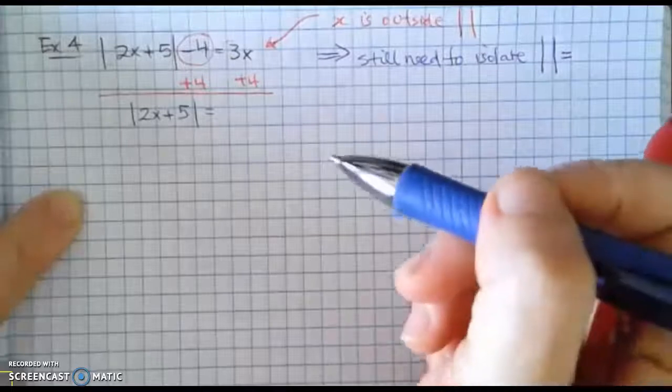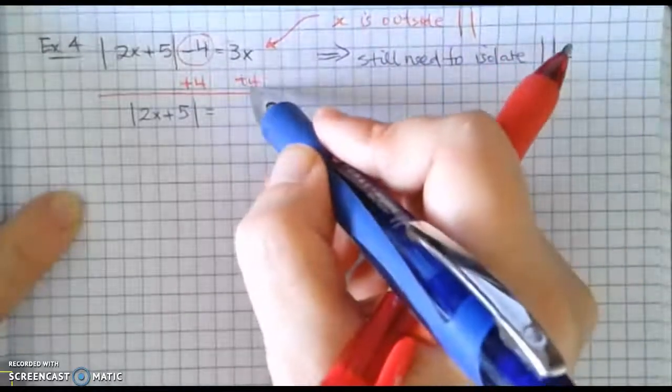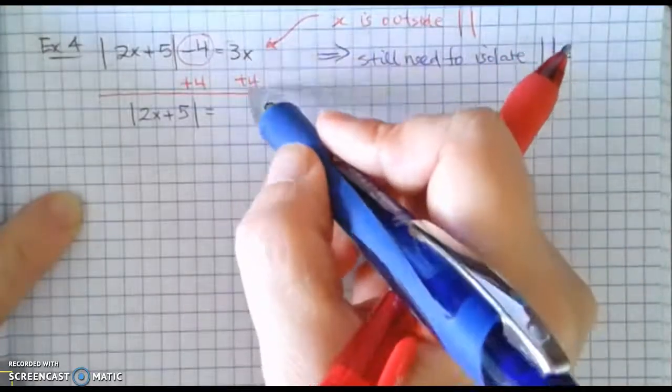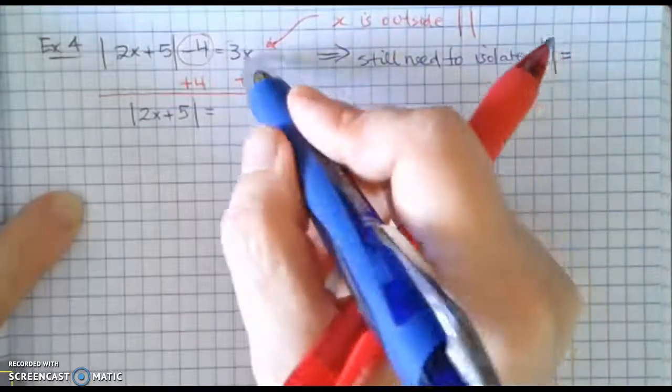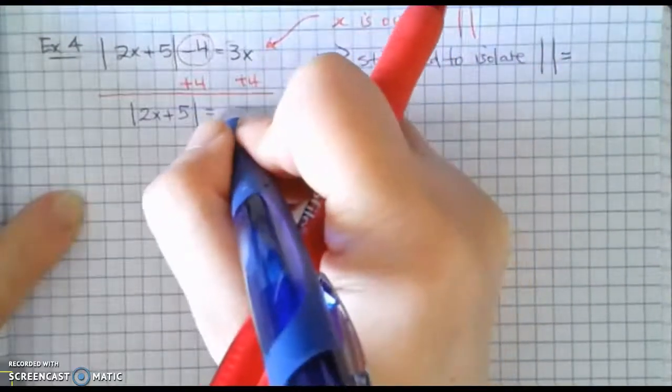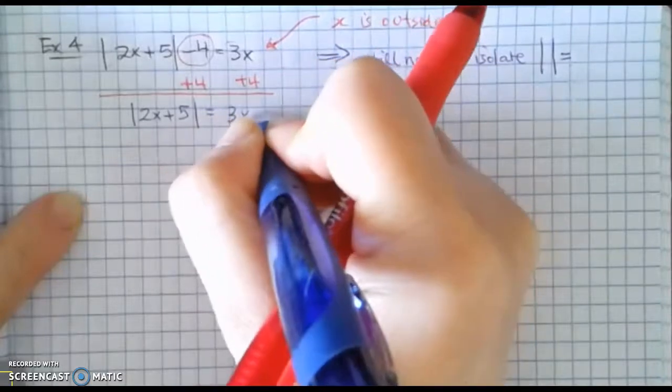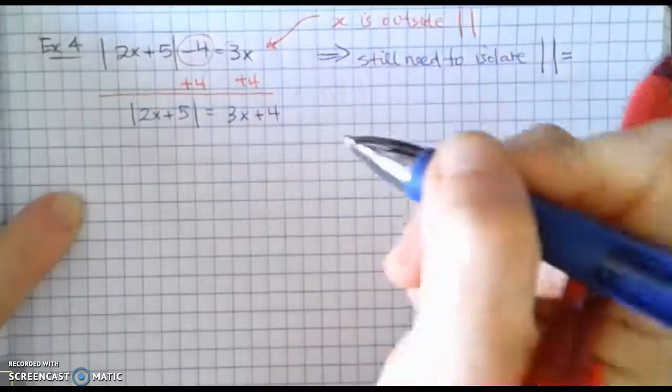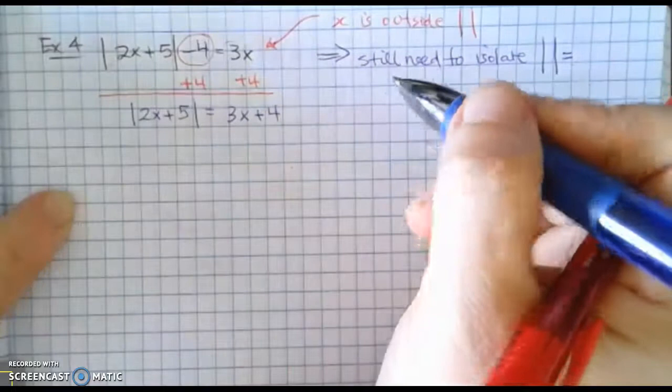Please do not tell me it is 7x. 3x plus 4, can you combine those two? Can we add them up? No, we cannot because they're not like terms. So we are left on the other side with 3x plus 4, not 7x or not just 7.